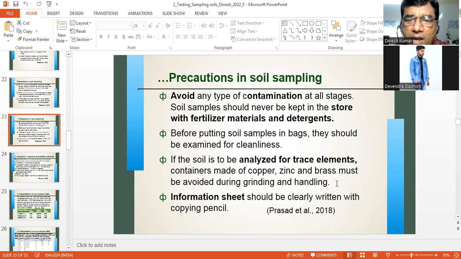So what happens sometimes, your grinding machine may contain some copper material or may contain iron material or some brass material. Those kinds of things should be avoided. Otherwise, they can contaminate your soil.